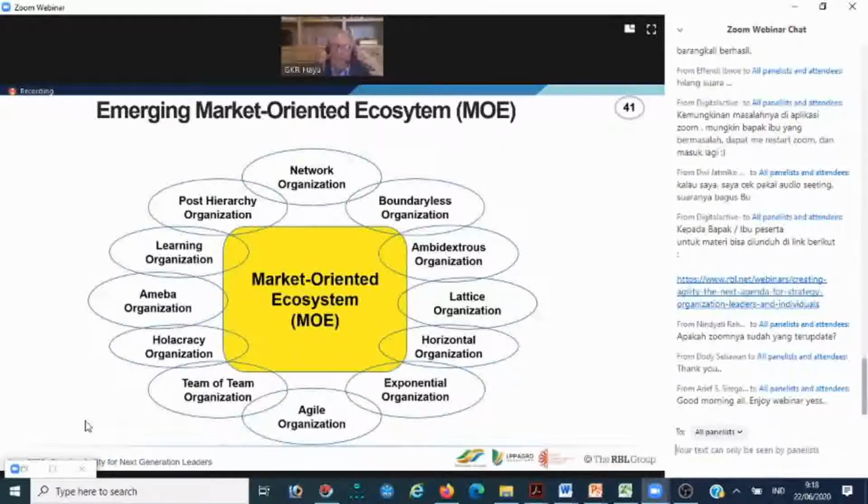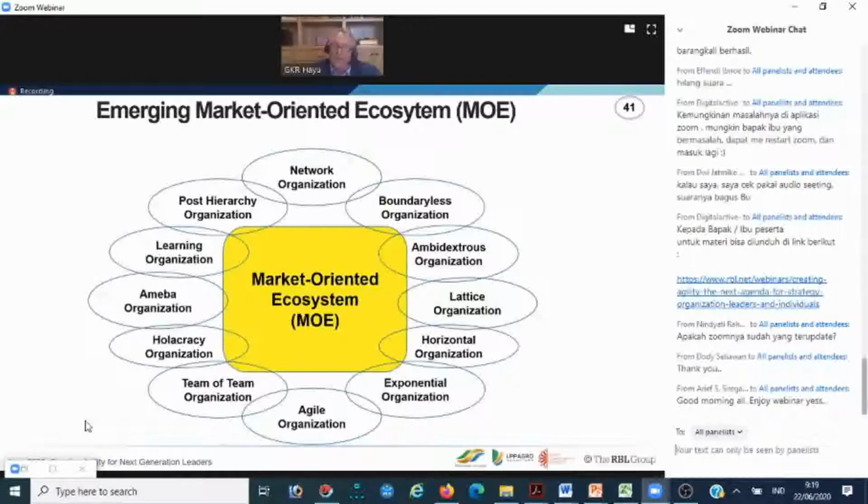Now, what we discovered is lots of people have studied these companies. They give them tons of names. And my bet is many of your state-owned enterprises and other firms in Indonesia, you talk about being a network or boundaryless. We did a book on that. Or ambidextrous or lattice or horizontal or exponential or agile or holacracy or amoeba or learning. You get all these names and ideas that have been bubbling up. Now, remember, my PhD is around taxonomy. I love to simplify. So what Arthur and I did is we took all of those ideas that others have studied, we looked at these 8 companies, and we called it a new organizational form.